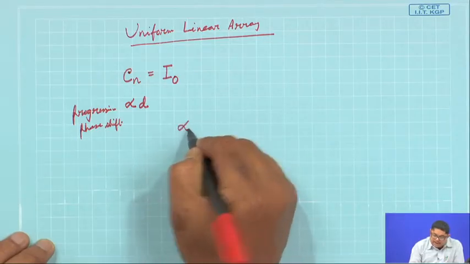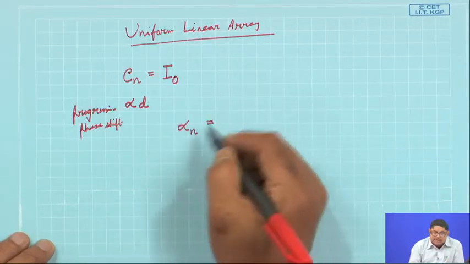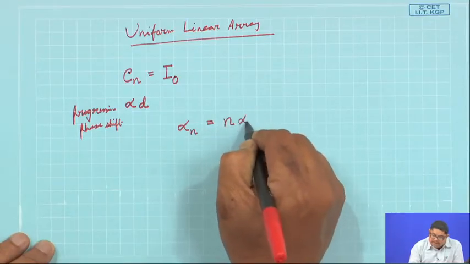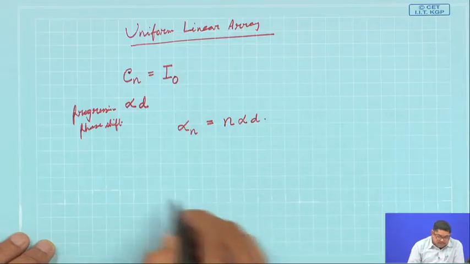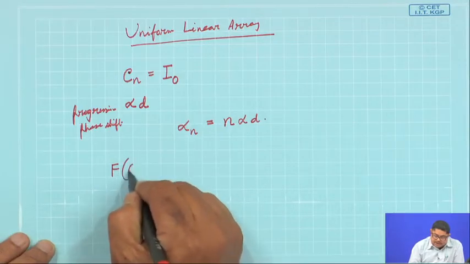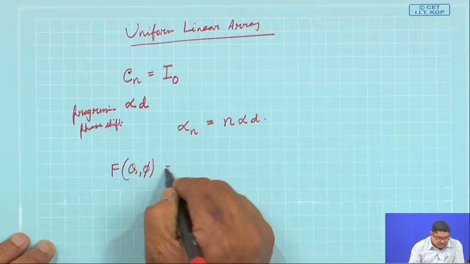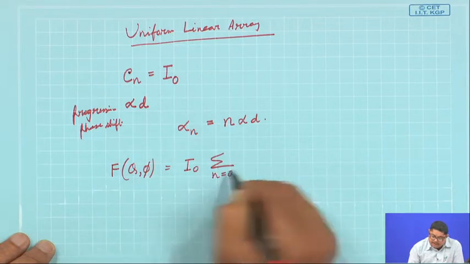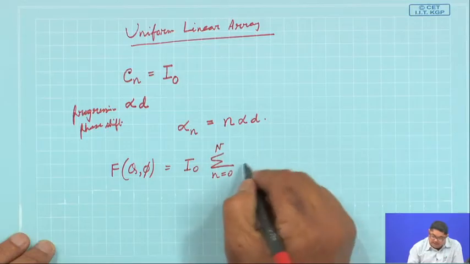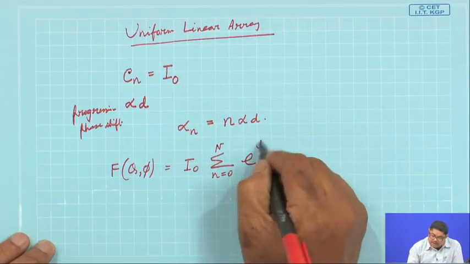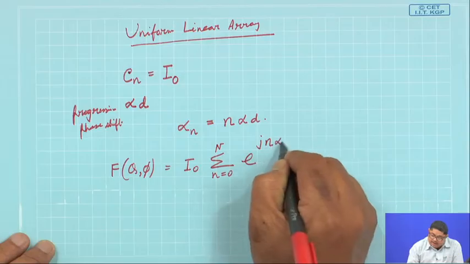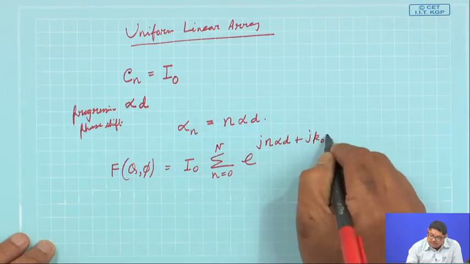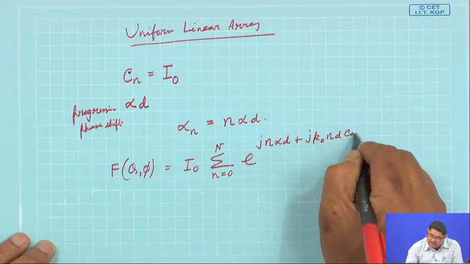So, I can say that the phase shift of the nth element, small n-th element, will be n alpha d. So, I can write what the array factor will be: I naught, sum n equal to 0 to capital N, e to the power j n alpha d plus j k naught n d cos phi.